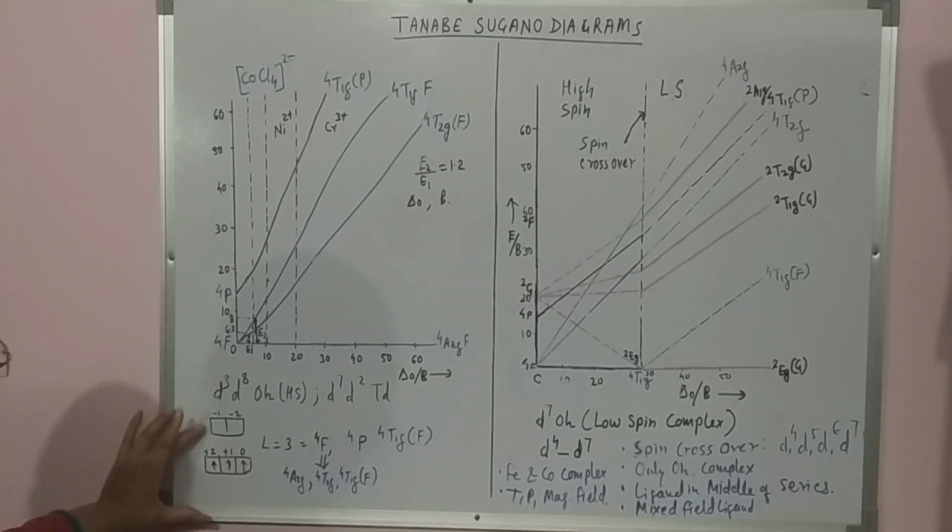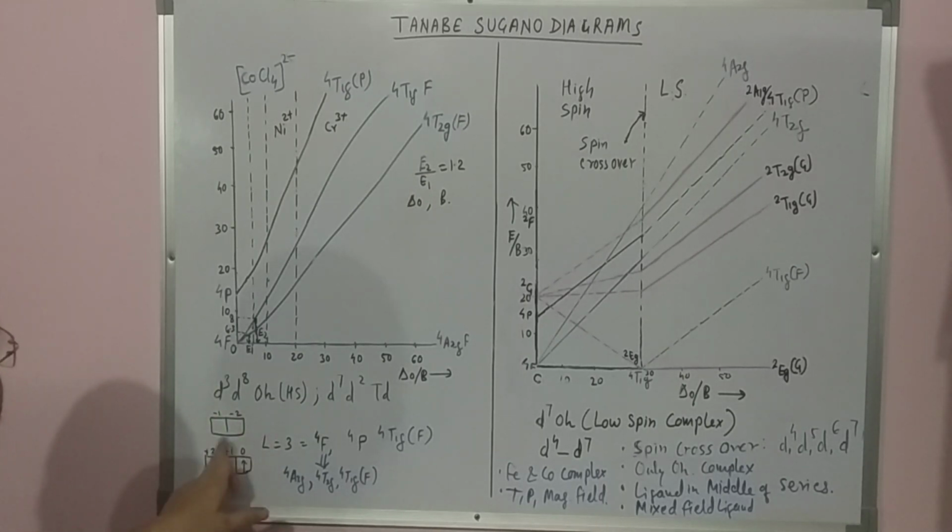So for the d3 condition, the configuration is like this: +2, +1, 0, -1, -2. So electrons are filled in. First they will be in t2g, the ground state. So now the overall L value will come as 3, and for L value 3, the term given is F.